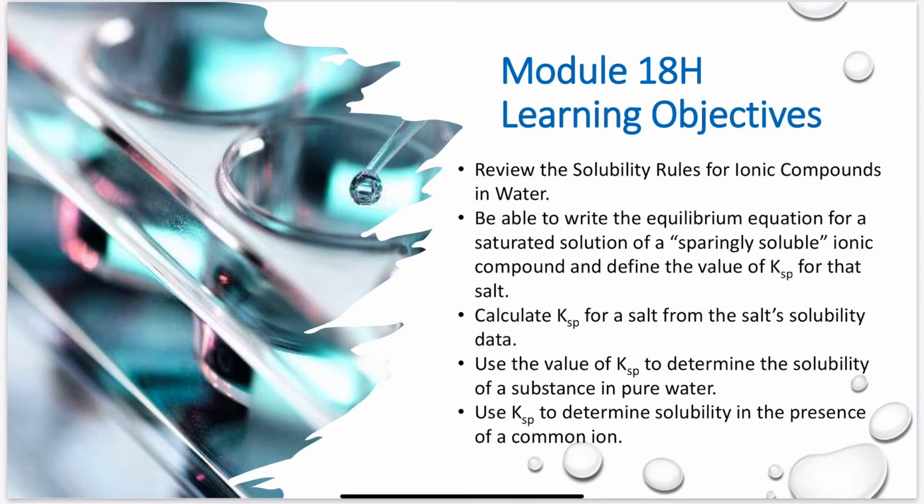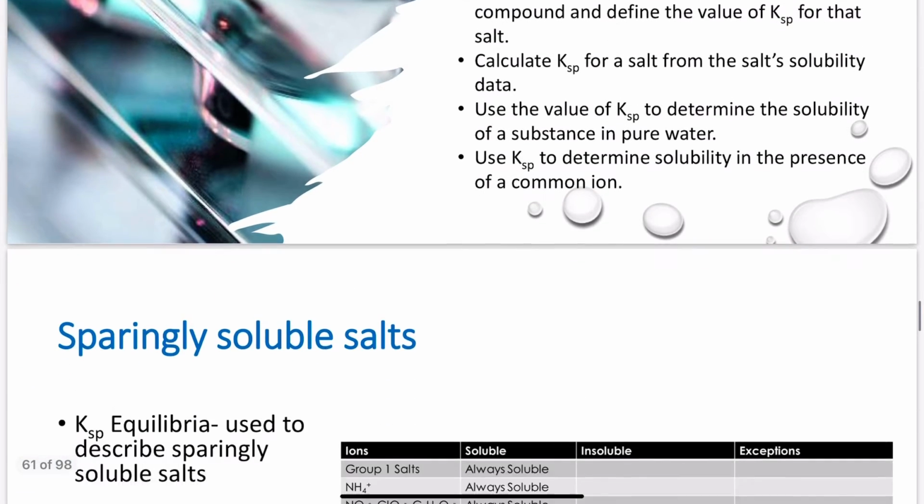So you should go ahead and review your solubility rules for ionic compounds in water. That will help in this section. From this section, you should be able to write the equilibrium equation for a saturated solution of what we call sparingly soluble salts, a sparingly soluble ionic compound, and define the value of KSP for that salt. Calculate KSP for a salt from the salt solubility data, use the value of KSP to determine the solubility of a substance in pure water, and use KSP to determine the solubility in the presence of a common ion.